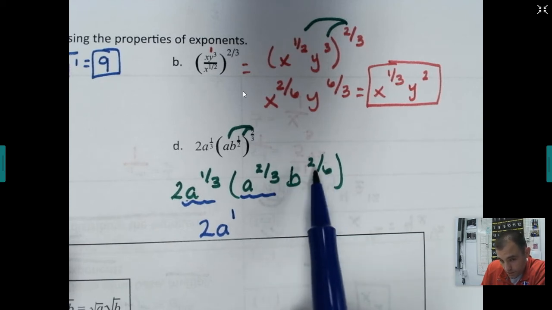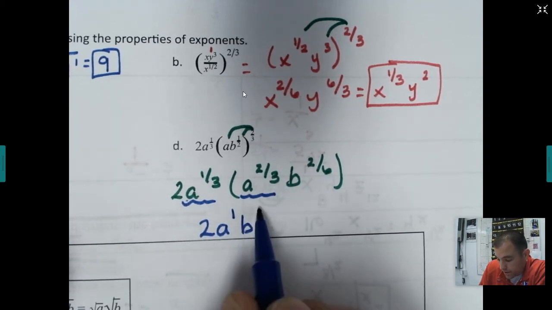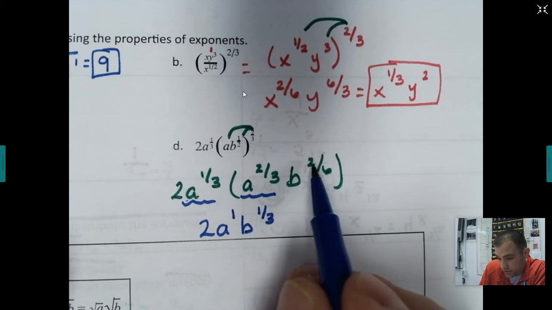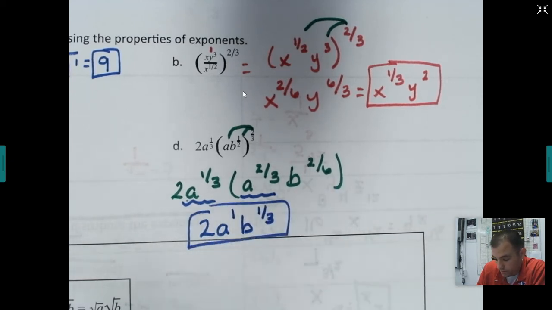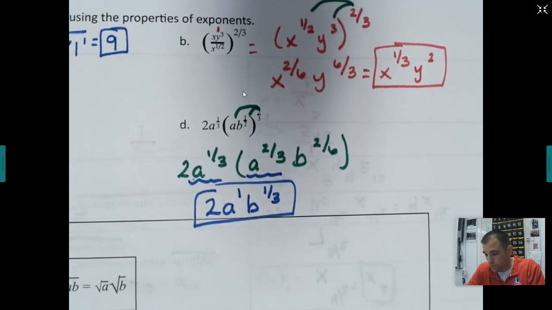b to the 2/6, I could reduce that into just 1/3. I could divide 2 by 2 and get 1, 6 by 2 and get 3. Okay? Hopefully this makes sense. Those are our properties of exponents. You're going to get a whole lot of practice with that on your maze in just a little bit. But here's the last part.